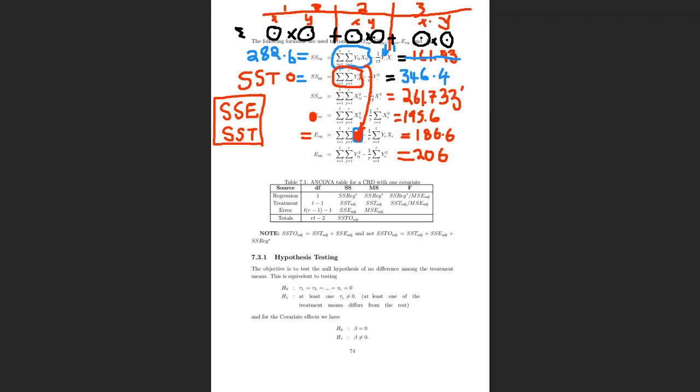So I'm simply saying, ignore the covariate X, please find SSE and SST. Because SSTO, you already have it. There's no need for you to recalculate it. You have it. SSTO, we'll need it when we do this. So we want to complete that.